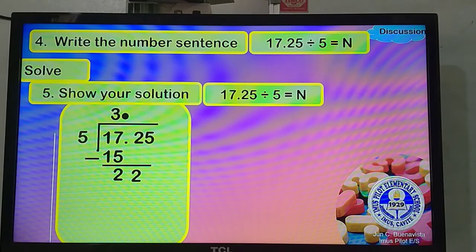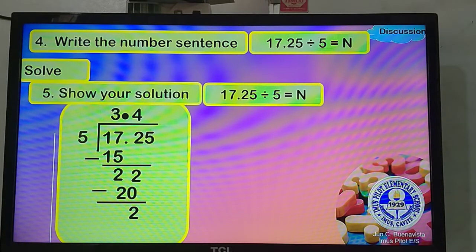Then, proceed to division. 22 divided by 5 equals 4. So, write 4 at the top of 2. Look at that. Then, 4 times 5 equals 20. Then, minus. 2 minus 0 is equal to 2. 2 minus 2 equals 0. So, do not write the 0 anymore since it is on the left side.